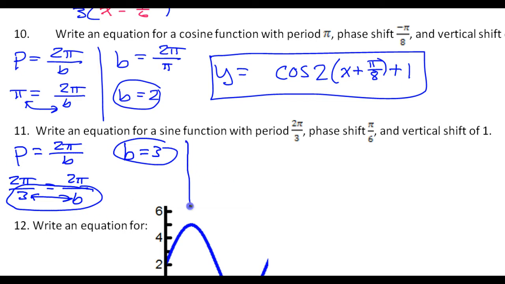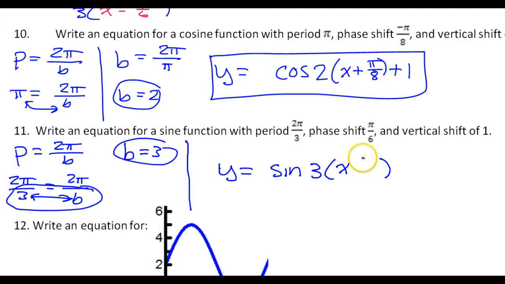Anyways, let's go ahead and start building this thing. So we need a sine function. So I'm going to go y equals sine. Now here comes the b value. Because I have a phase shift, I need to make sure that that b value is outside of my parentheses. It's got to be that way. So then I'm going to have x.